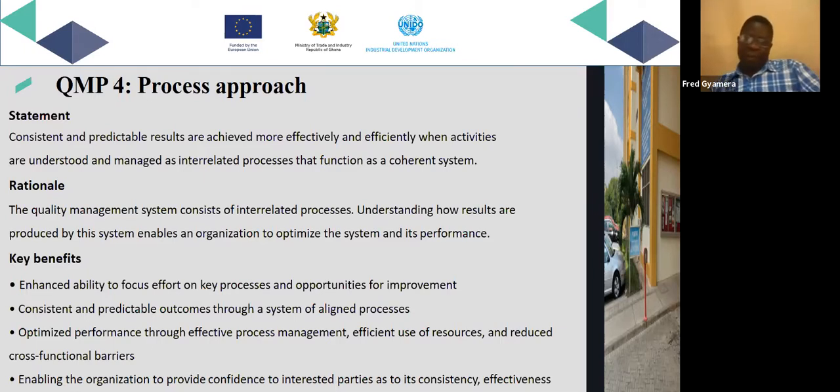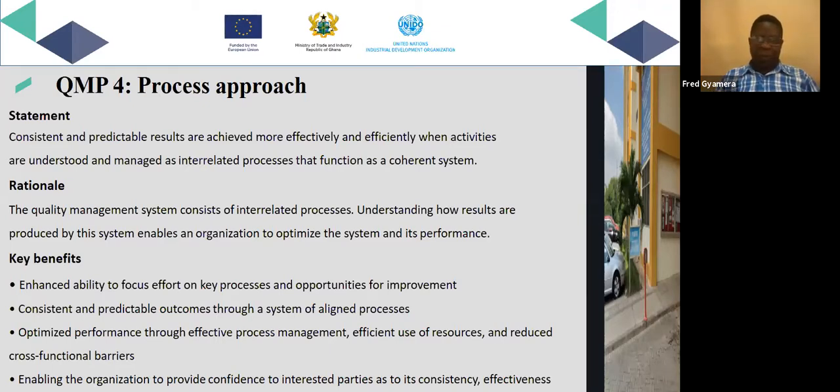The rationale: quality management consists of processes, it is not an event. So understanding how results are produced by this system enables your company to optimize the system and its performance. That is why quality management system implementation is key if you really want to succeed and grow your business. Enhance ability to focus effort on key processes and opportunities for improvement. Predictable. You can predict your outcomes through those systems and you align your processes.